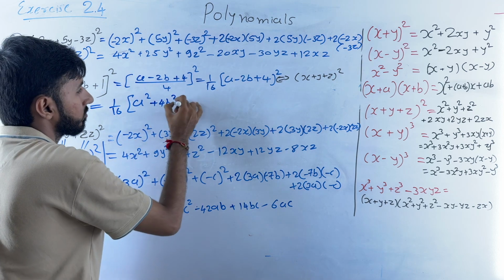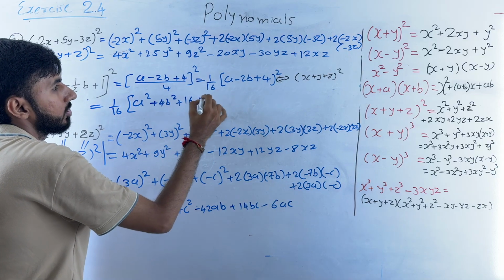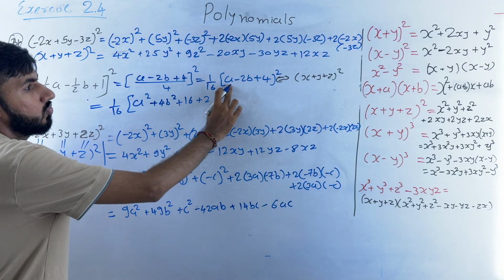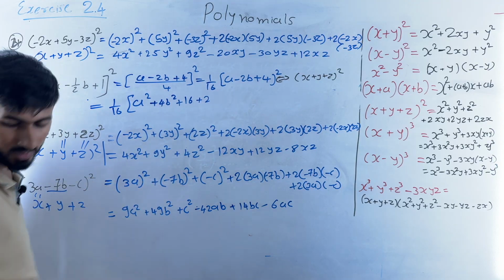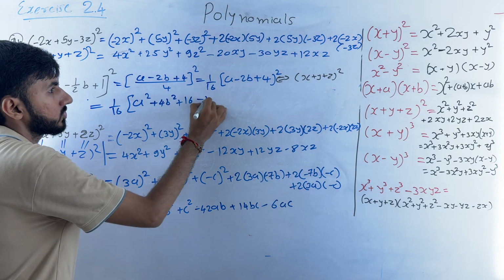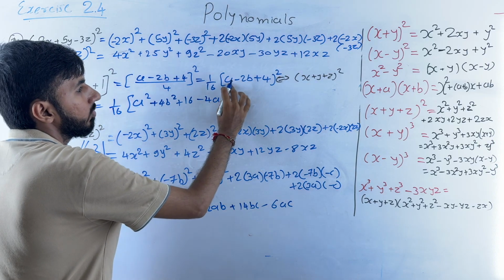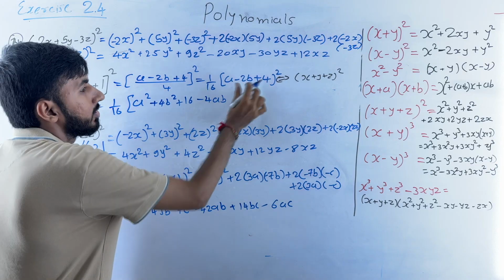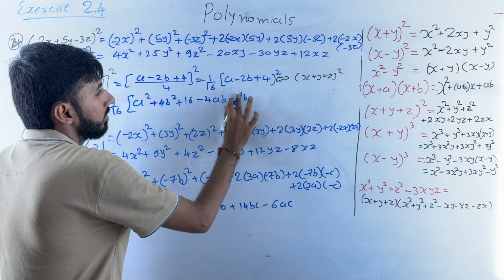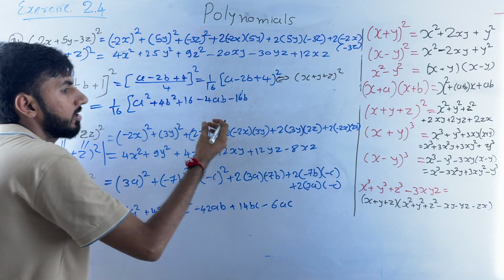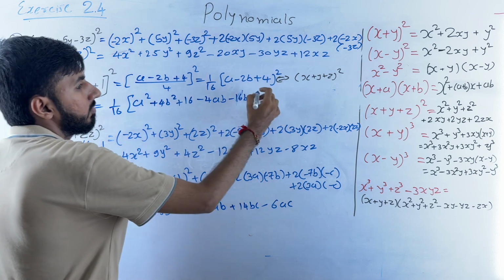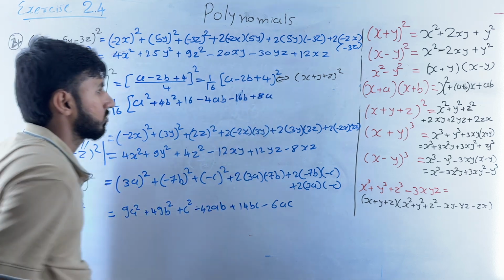Then z square, that is 4 square, is equal to 16, then plus 2 first term and second term, 2xy. So 2 multiply a multiply minus 2b, so it will be minus 4ab. Then 2 multiply second term and third term, so it will be minus 4b multiply 4, so that will be minus 16b, right? And the last one will be 2 multiply first term and last term, so it will be 8a. So this is your answer.